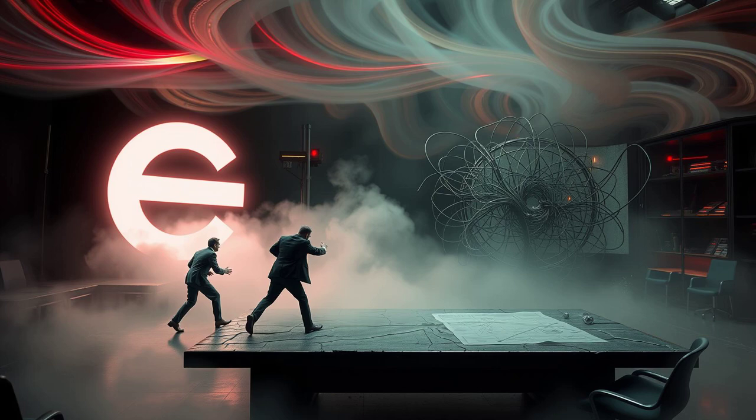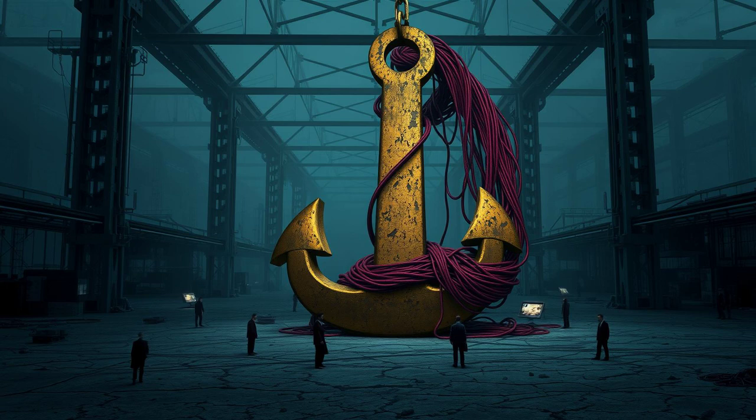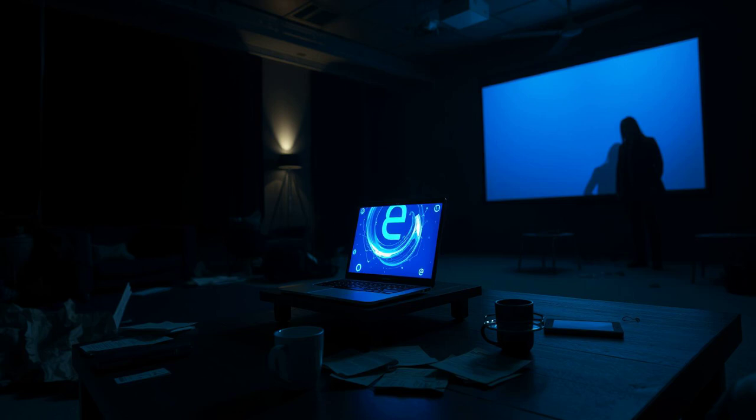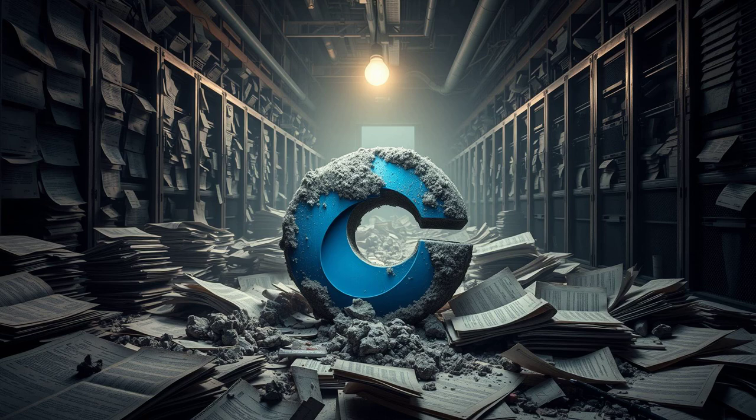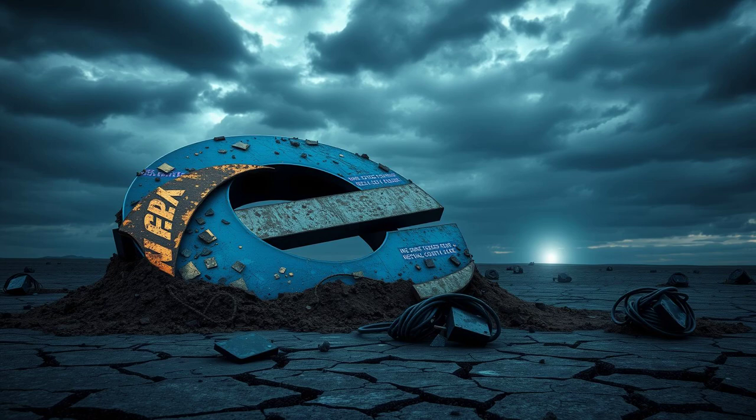The lessons learned extend beyond software. Even the most dominant brands are vulnerable if they don't adapt, listen to users, and navigate ethical considerations carefully. Internet Explorer's stumbles remind us that a brand isn't just a logo or a product.